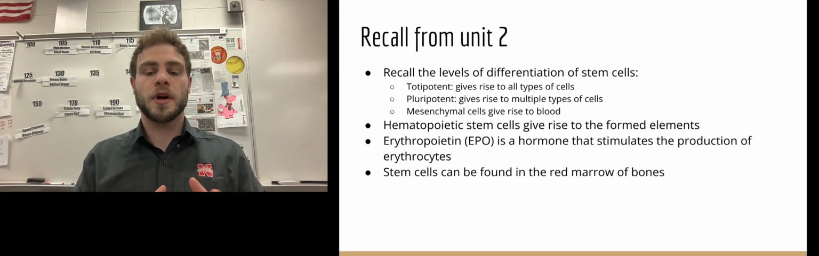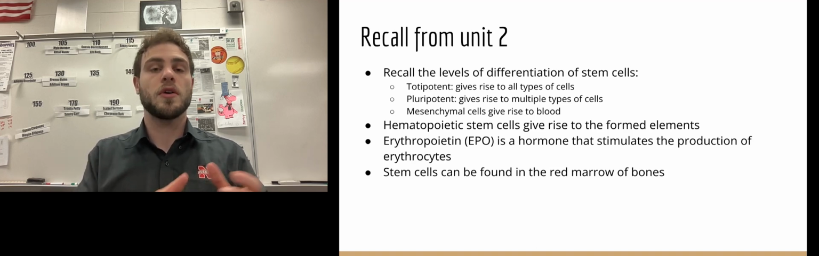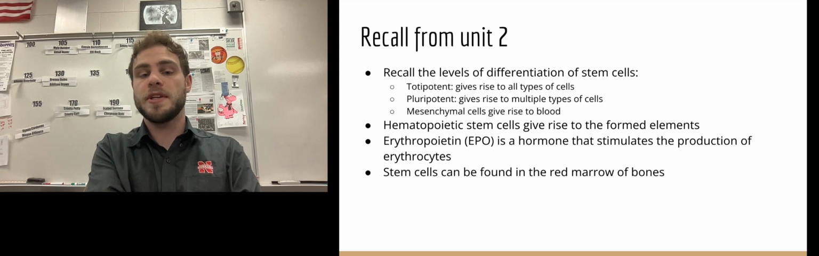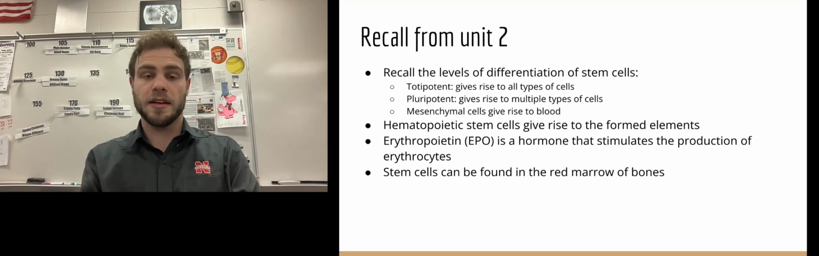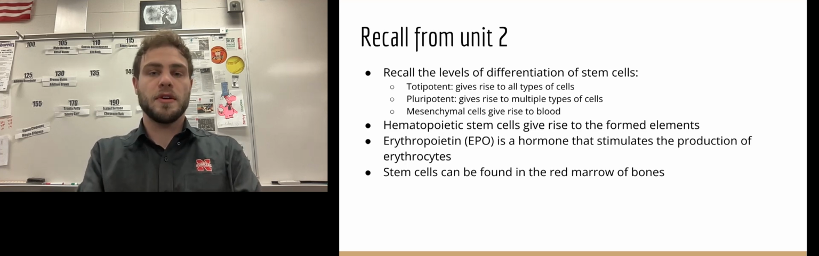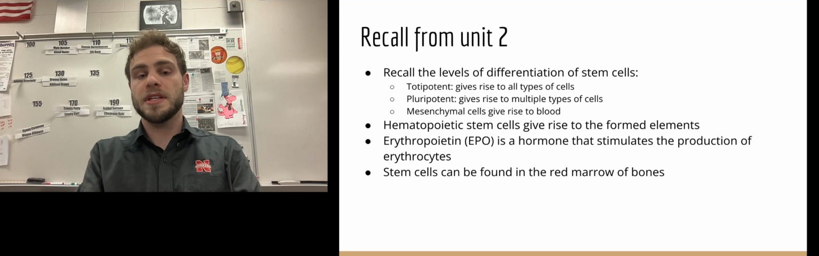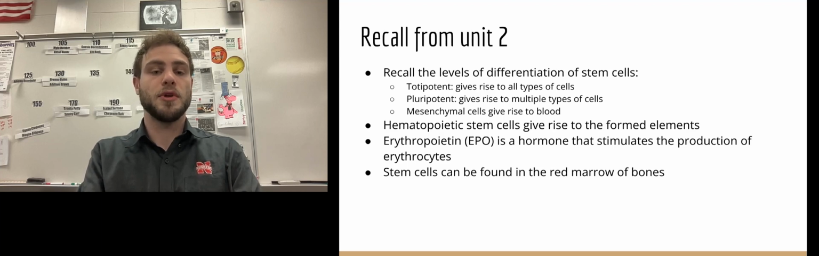A couple of things to remember though, because we are dealing with cells and cell lineages, are the different levels of differentiation from stem cells. You're always going to start as a totipotent stem cell, that first cell that has the ability to become anything. Next level down, you have the pluripotent, which are going to be able to give rise to multiple types of cells.